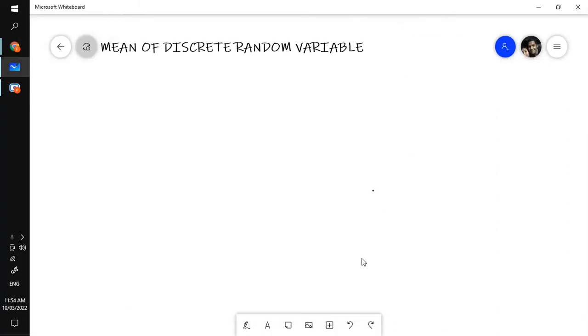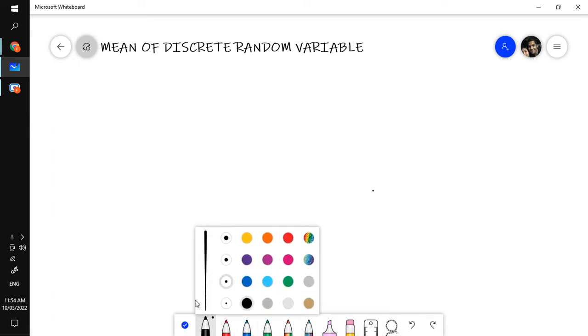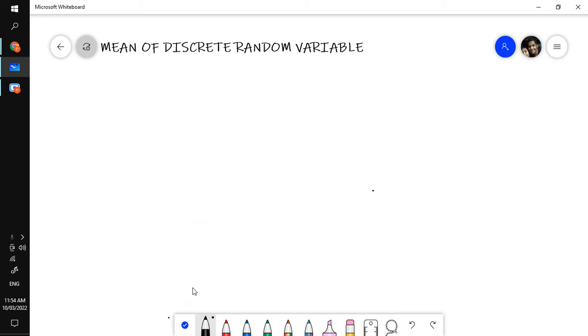Okay, so let's talk about the mean of a discrete random variable. But first, let's have an experiment. Suppose our experiment is about tossing three coins at once. So we will be constructing a tree diagram to get our sample space. This is the beginning of our experiment.